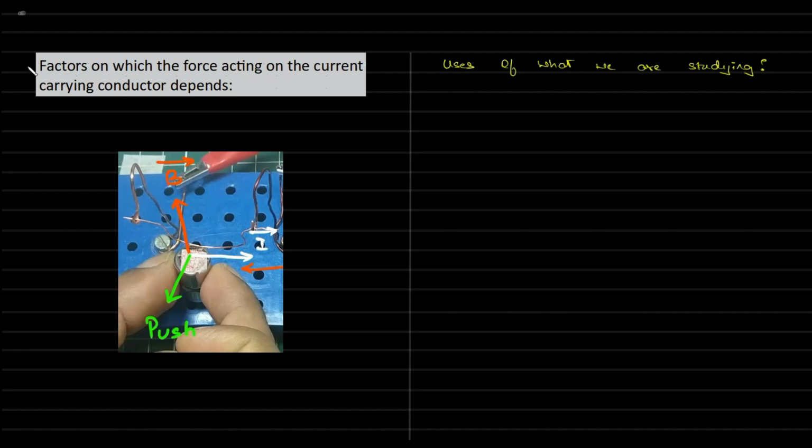So we saw this experiment. What do you think will influence the amount of push or pull this wire will experience? So what are the factors on which the force acting on the current carrying conductor depends, right?